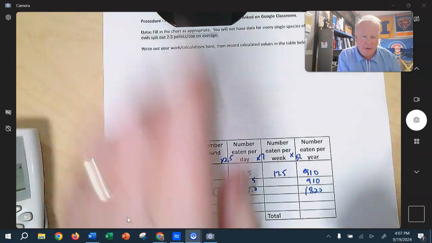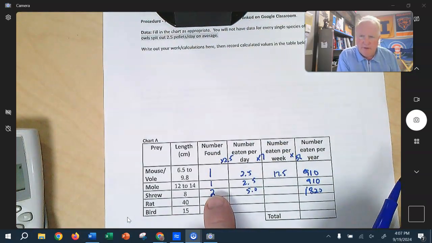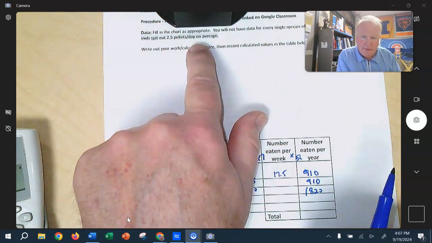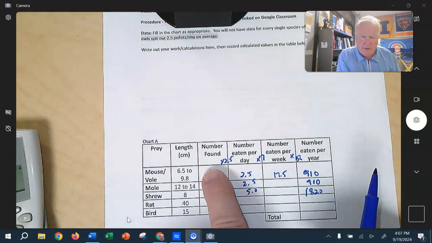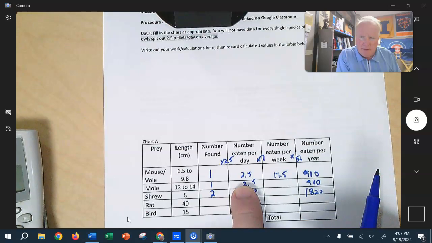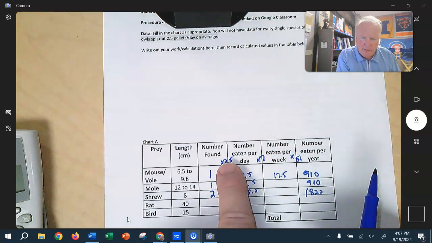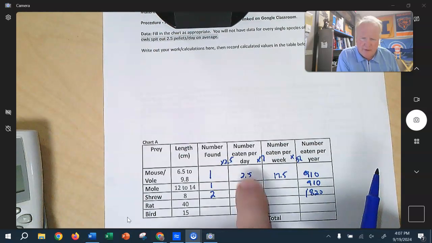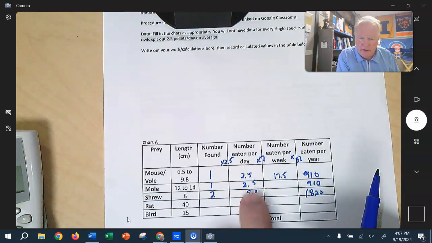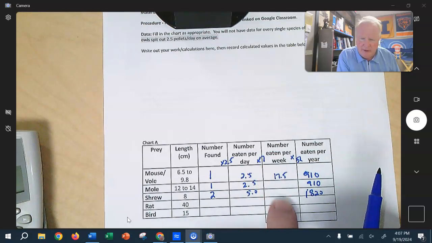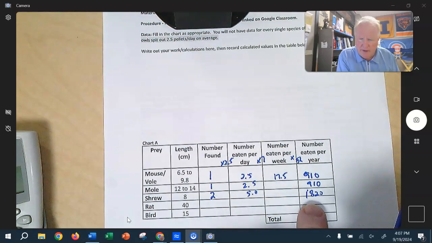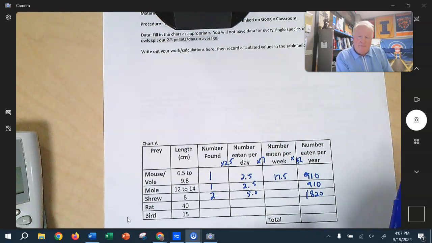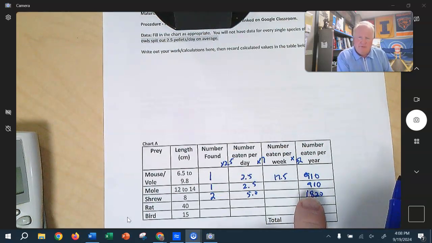And so then what we did was we said, well, that's the number that we found in the pellet. And upstairs, it says that an owl gives about 2.5 pellets a day. So to get how many animals they ate for the day, we have to multiply by 2.5. So we did that. Now we have the number of animals that they're eating in a day. Now we're going to multiply by 7 to get how many they ate in a week, and then multiply by 52 to get how many they ate in a year. And that number right there is really important because we need that for the second page.